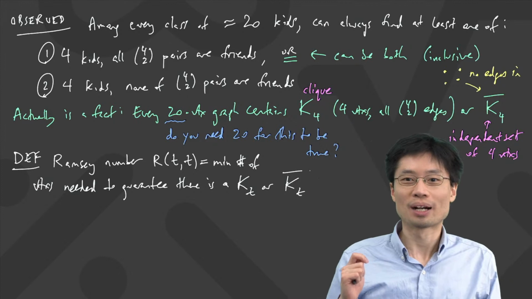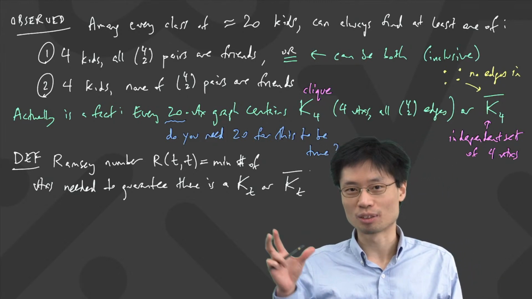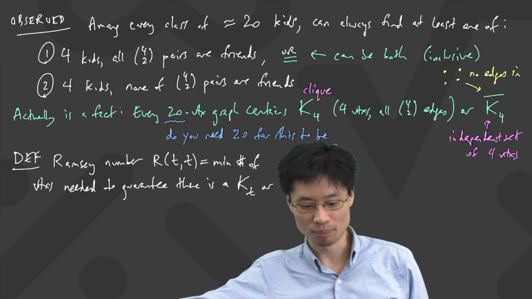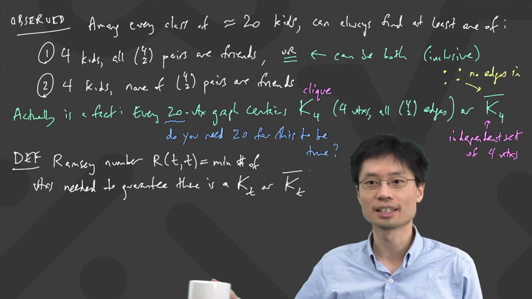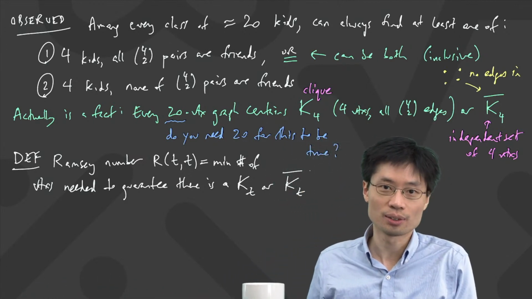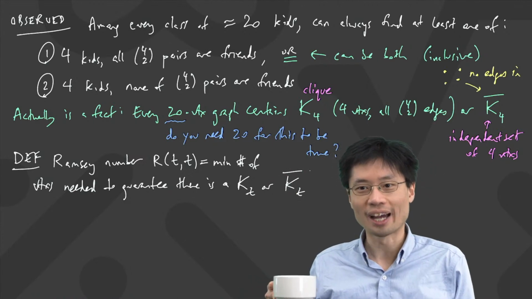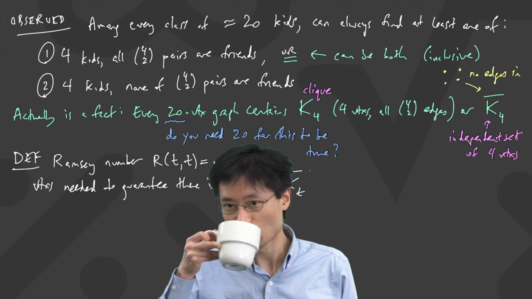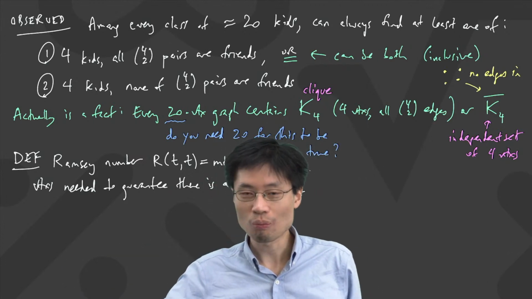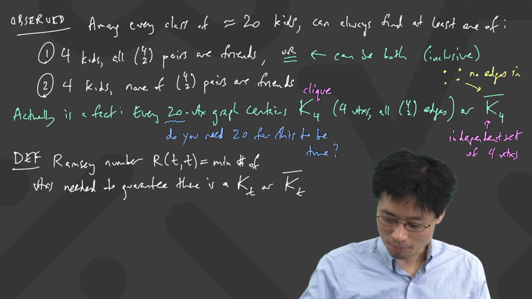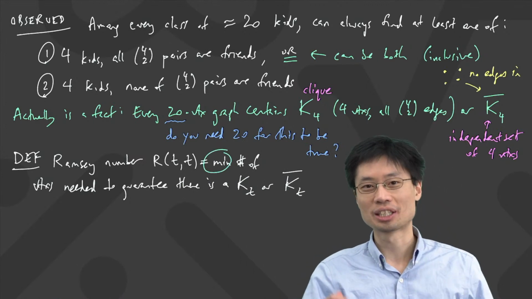Can anyone tell me why this is a bad thing for me to say that this is a definition, that there will be a minimum number of vertices required to guarantee a K_t, a clique, or an independent set of t vertices, and I'll call that R(t,t)? What's bad about this definition? You have no idea whether this actually exists. Oh no, what's up with this min? That's bad. I shouldn't have called it a definition. Actually, I should have called it a theorem.